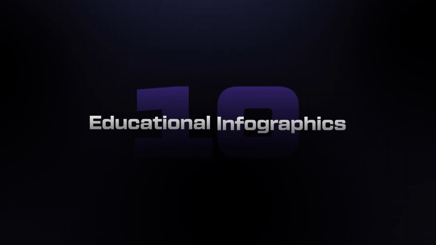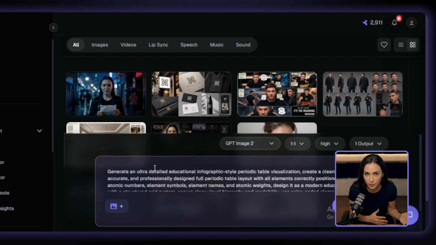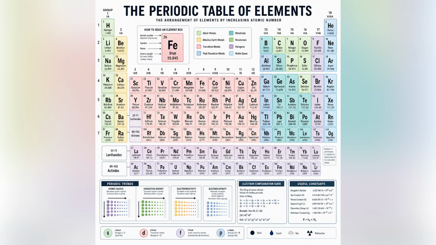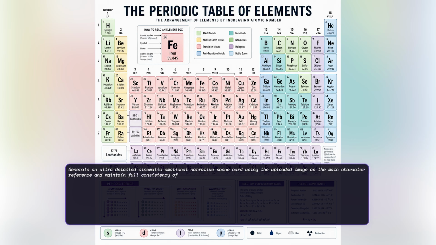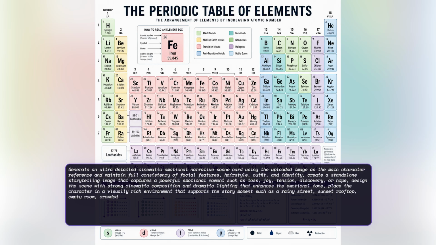And the 10th use case is educational infographics, where I generated a periodic table design. One impressive thing about this result was how well GPT 2.0 handled the text and element symbols across the entire layout. Normally, AI image generation struggles with structured text, but in this case, the model was able to generate clear element alphabets, organized layouts, and a visually clean educational design.